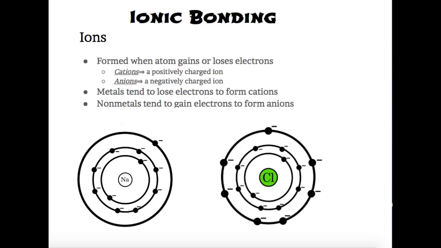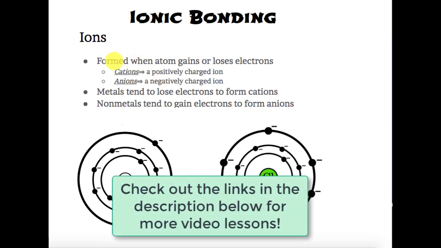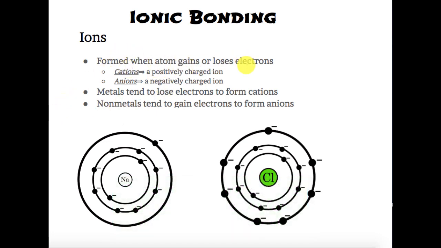We've already talked about ions in the past. Just to recap, ions are formed when atoms gain or lose electrons. So we're going to put a name to these. When an atom forms a positive ion, we're going to call that ion a cation. And if it forms a negative charge, we're going to call it an anion.